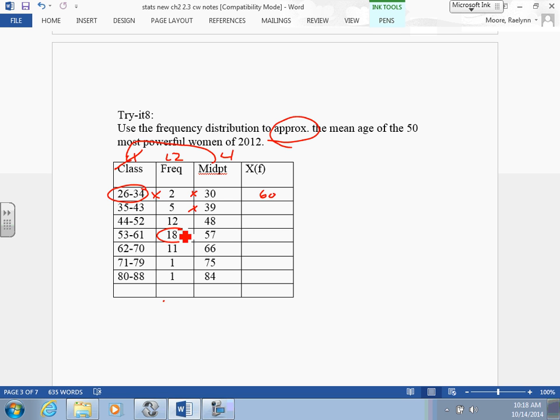And the median also. How would you find the median for this? Well, without your calculator. How would you find the median? We can find the mode. We can say the class 53 to 61 has the highest mode, has the highest frequency. Find the median in the class. Nope, find me the median, the class median.